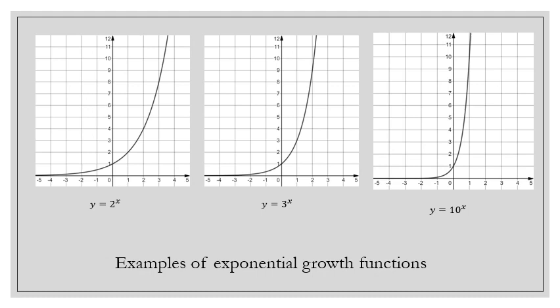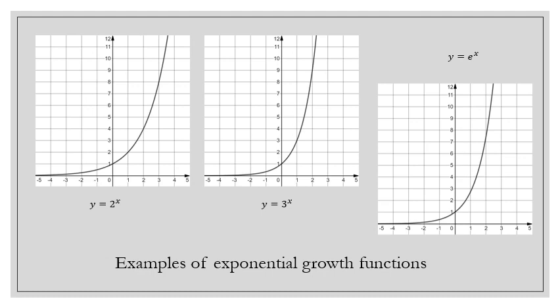The graph of y equals 10 to the x is another example of exponential growth. Notice the y-intercept for all these graphs is the same, since 10 to the 0, 3 to the 0, and 2 to the 0 equal 1. But when x is equal to 1, here we're way up at 10. So we see that if the base is bigger, then that exponential growth happens faster.